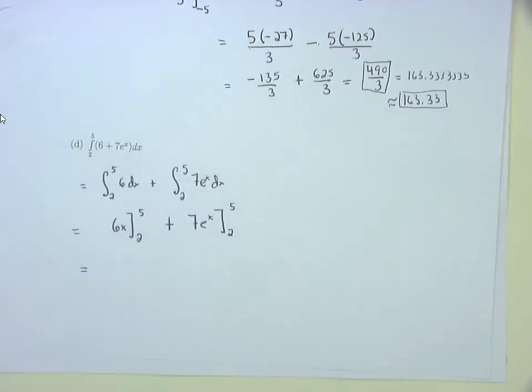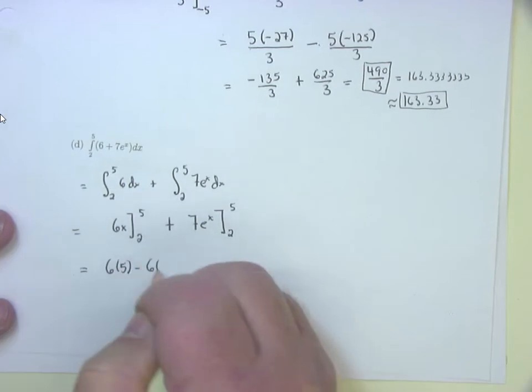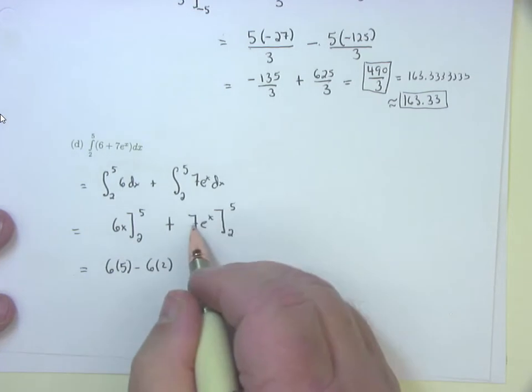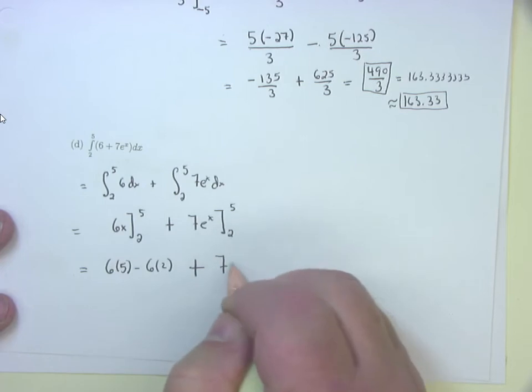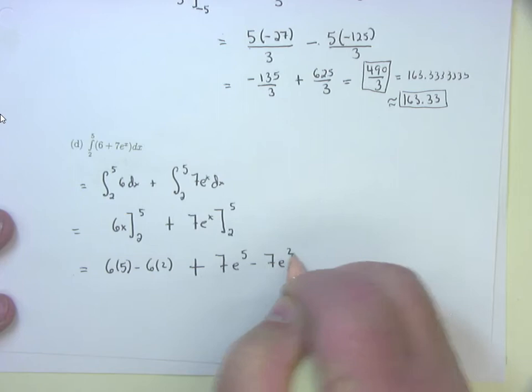Now applying your fundamental theorem of calculus, plug in top minus plug in bottom, but you got 2 sets to plug into here. Plug in top. This will be 6 times 5 minus plug in bottom, 6 times 2, plus, now for the 7 e to the x evaluated from 2 to 5, fundamental theorem, plug in top, that'll be 7 e to the 5 minus 7 e to the 2.